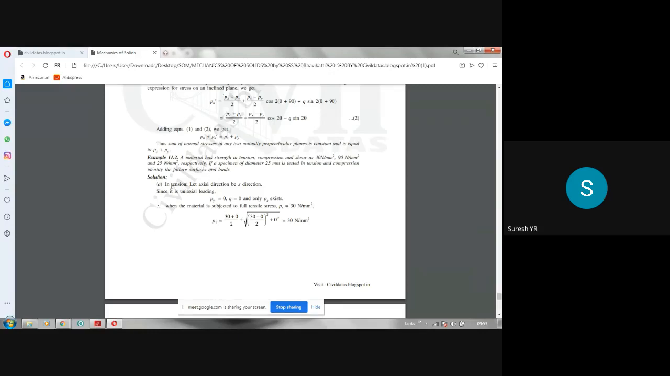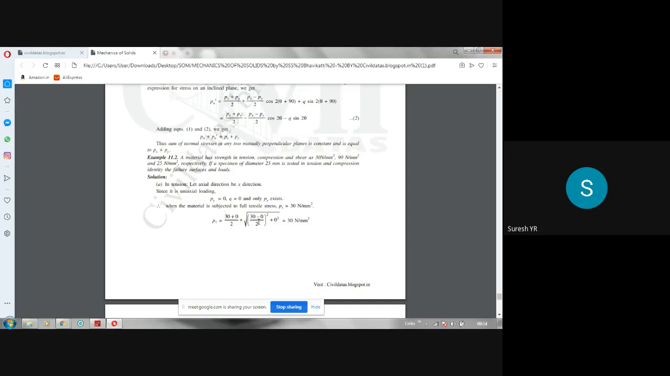In tension, let the axial direction be the x direction. Since it is uniaxial loading, only tension force is acting along the axis, first case. Then Px will be 30, Py will be 0. Only one stress is acting along the x axis, that is Px is 30, we take tension as plus 30. So Py is 0, and Q also is 0. So only Px exists. When the material is subjected to pure tensile stress, Px value is 30.